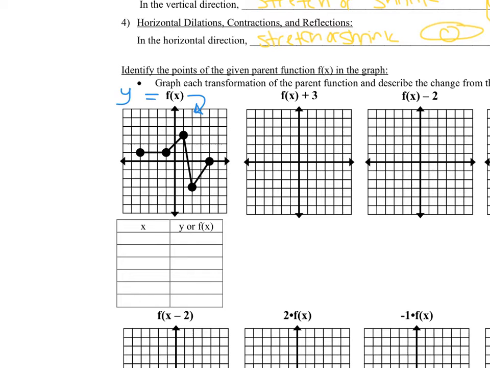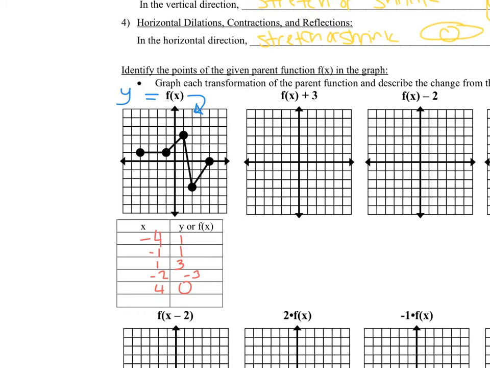The first value on my table is this point here, then the second one will be this point, the third one will be that point, the fourth one will be this point, and the fifth one will be that point. So the first point is negative 4, 1. The second point is negative 1, 1. The third point is 1, 3. The fourth point is 2, negative 3. And the last point is 4, 0.